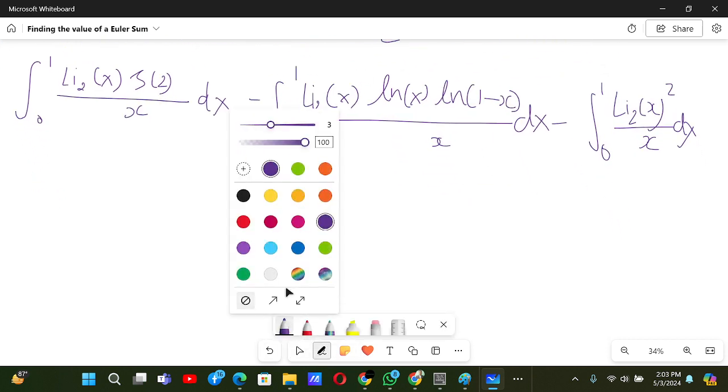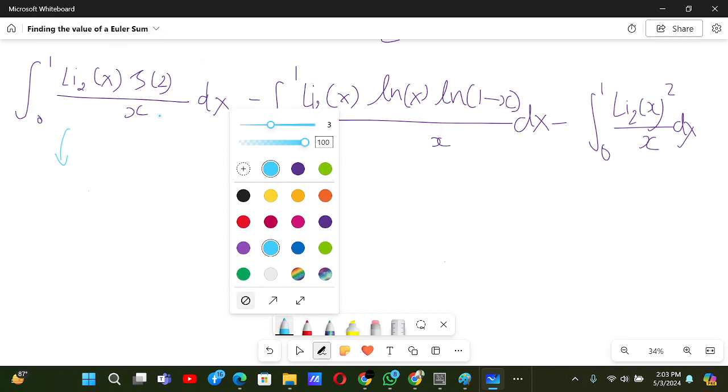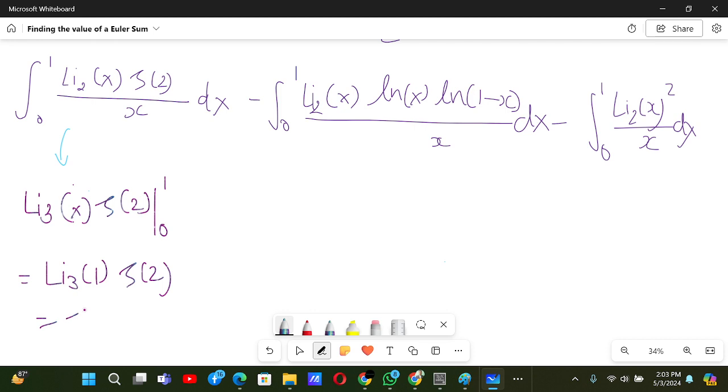Now this first one is easy because we will just use the property of polylogarithms, that the integral of Li_p of x by x is just Li_{p+1} of x. So using that we get Li3 of x times zeta of 2, and this is from 0 to 1. So we have Li3 of 1 times zeta of 2 minus Li3 of 0 times zeta of 2, which is 0, and Li3 of 1 is zeta of 3, so zeta of 3 zeta of 2. This one is solved easily. Now let's go to the next one.